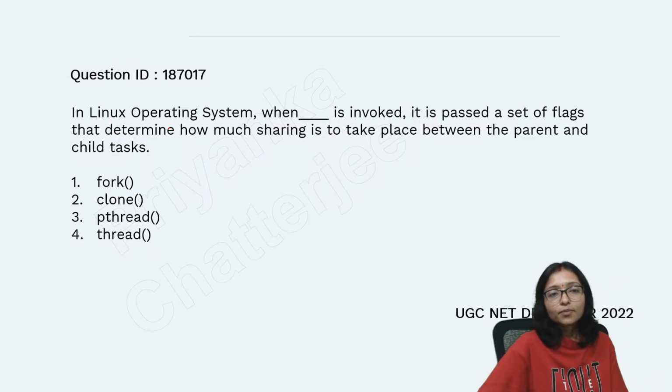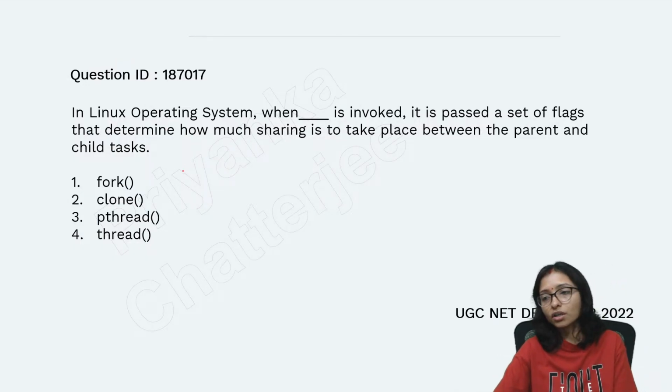These are the system calls. Very, very important system calls. For clone, pthread, thread.